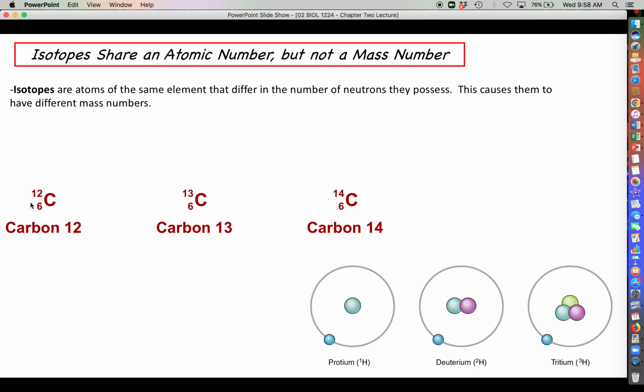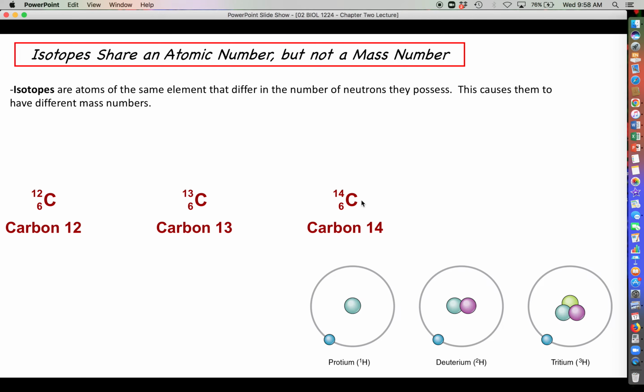So first, consider these three isotopes of carbon. This is called carbon-12. This is the most common type of carbon that we looked at on the previous slide. Carbon-12 has a mass number of 12, meaning it has 6 protons and 6 neutrons. Carbon-13 has a mass number of 13, so the number of protons is the same, but this carbon actually has 7 neutrons instead of the 6 we saw before. And then carbon-14 actually has 8 neutrons.